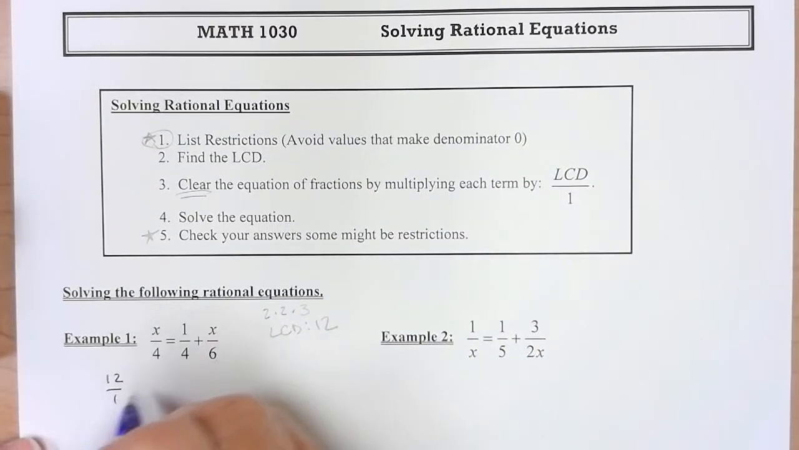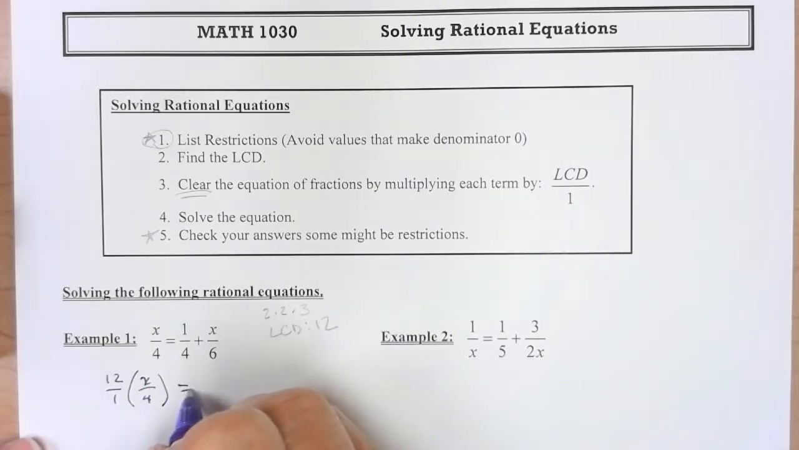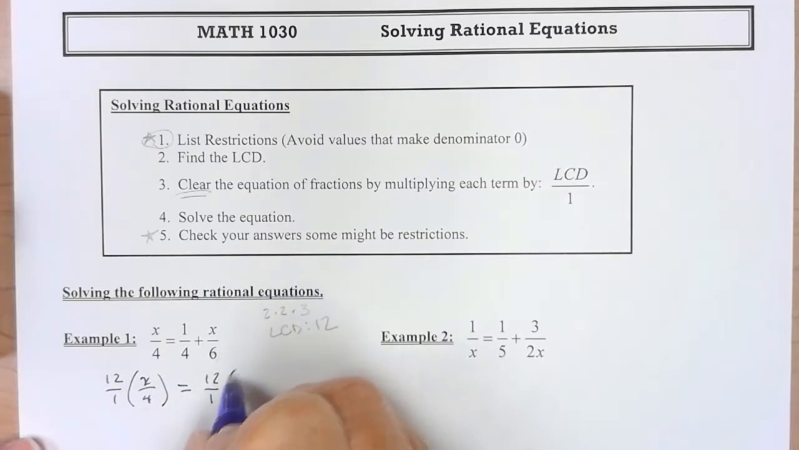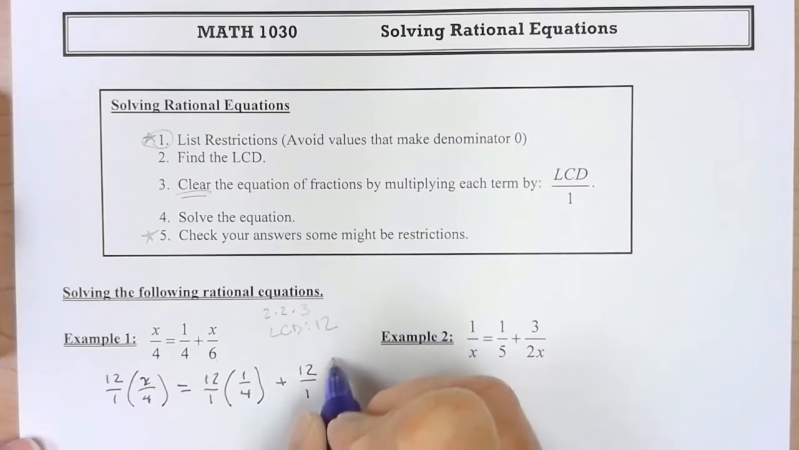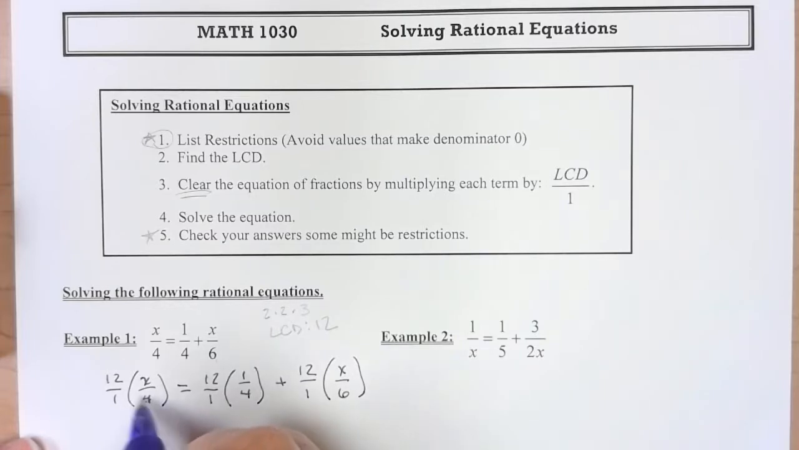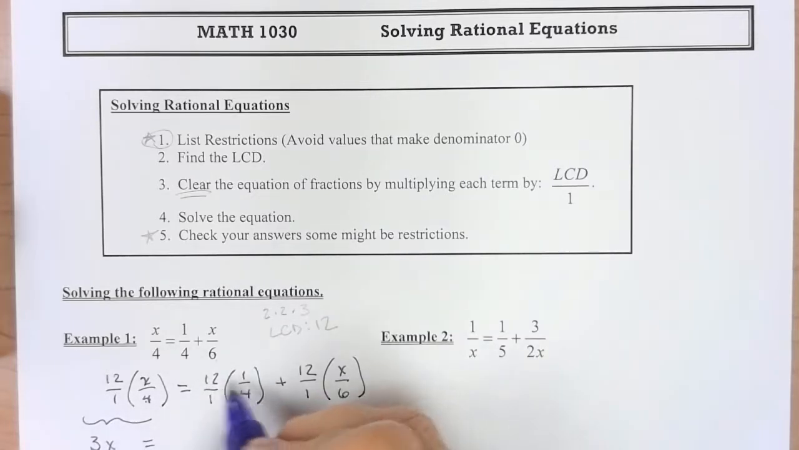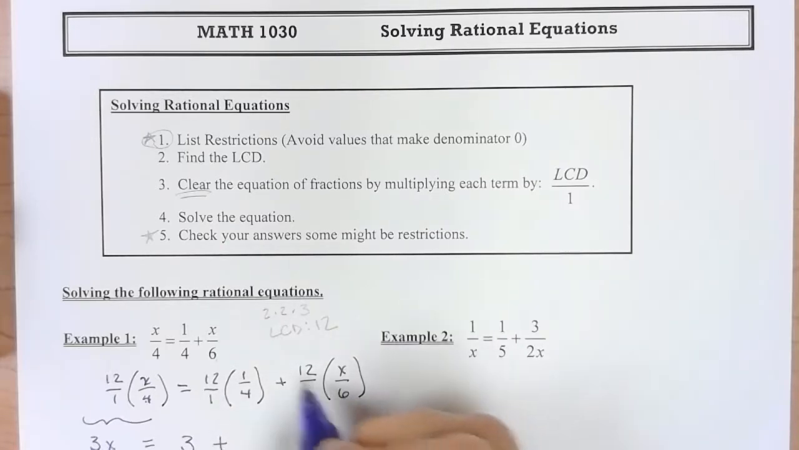So 12 over 1 times x over 4, 12 over 1 times 1 over 4, plus 12 over 1 times x over 6. Now we simplify. 4 into 12 will go 3, so out of this first one I'm going to have a 3x left. In this one, 4 into 12 again will go 3 times 1, or 3, plus 6 into 12, that would go 2, and 2 times x would be 2x.